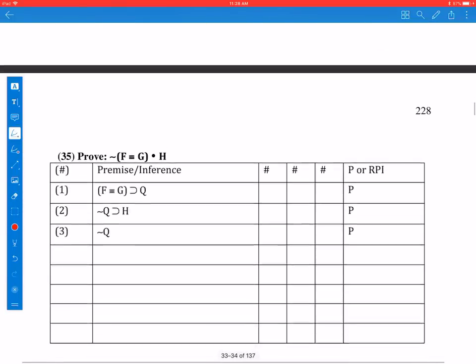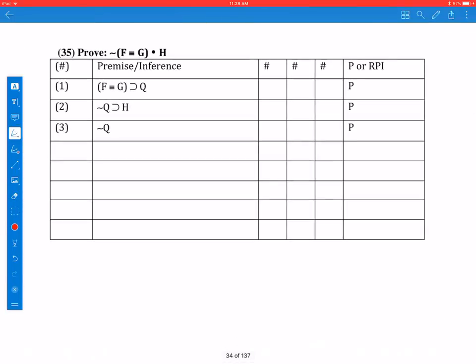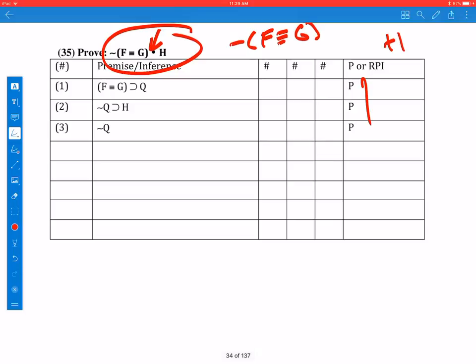Okay, another. All right. We have to prove this up here, not F if and only if G, and H. Got three premises. This problem is very similar to the other one. I think that since this is a conjunction, we should go after both parts separately and then put them together by conjunction. So let's go after the not F if and only if G.